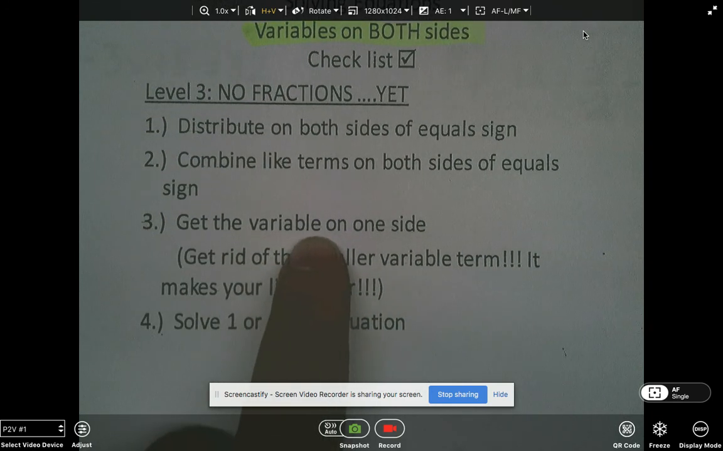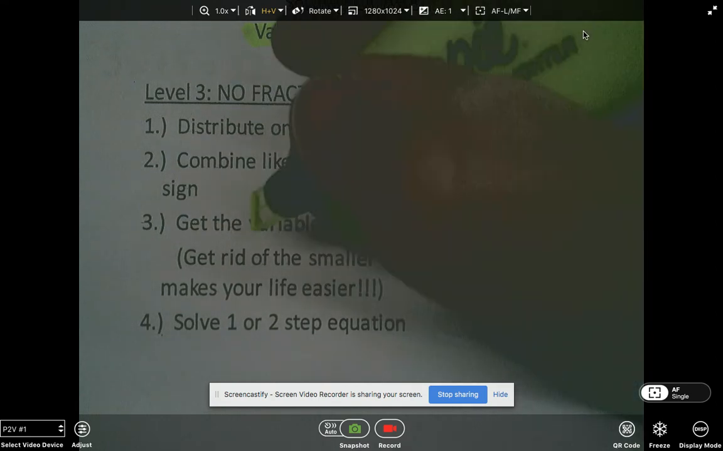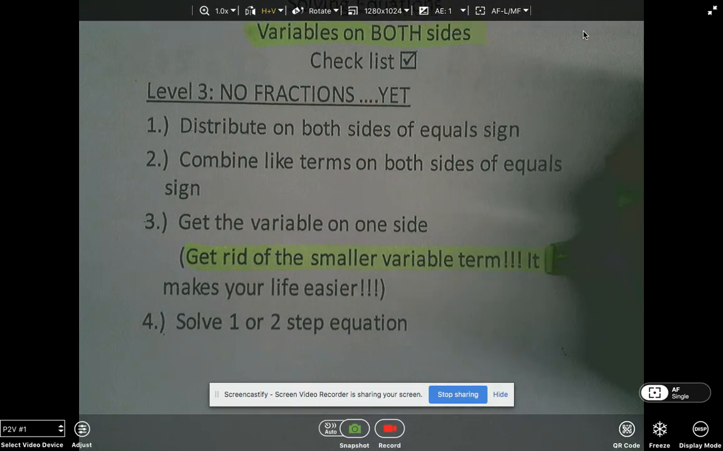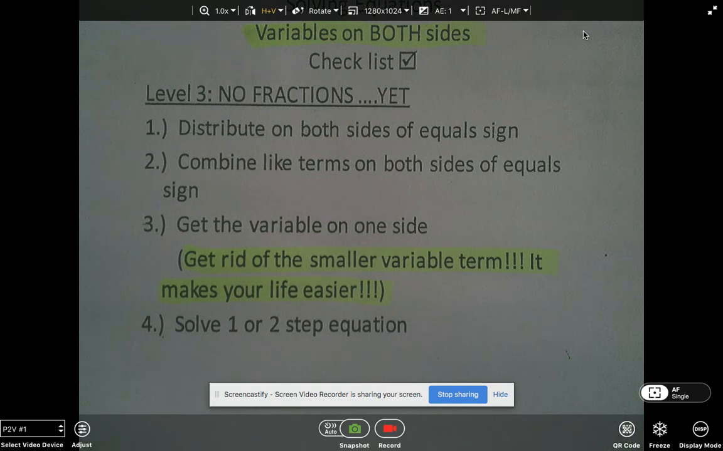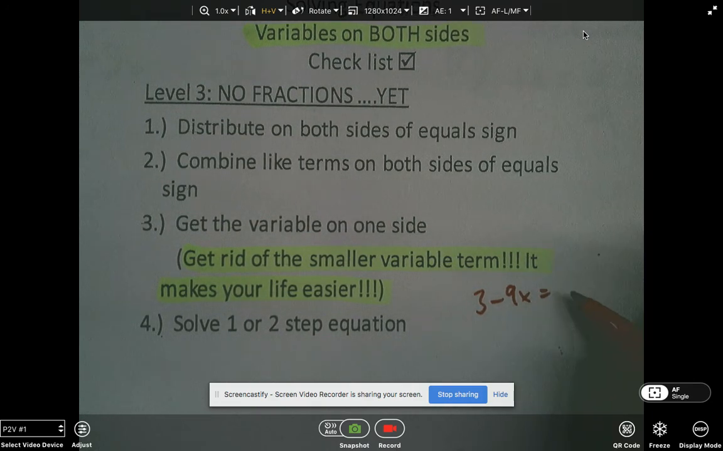Get rid of the variables on one side. And the rule of thumb, as we learned already from Math Message, is to get rid of the smaller variable term first. You could do it the other way, but it just is easier to get rid of the smaller term first. For example, if you had 3 minus 9x equals 2x.